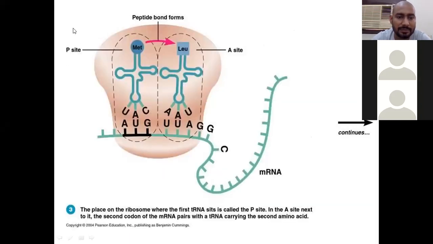Now this is another step, termination. During the termination step, a stop codon or nonsense codon comes, and when the nonsense codon binds, they will release the ribosome. Suppose the sequence is like UAG, UGA, UAA.